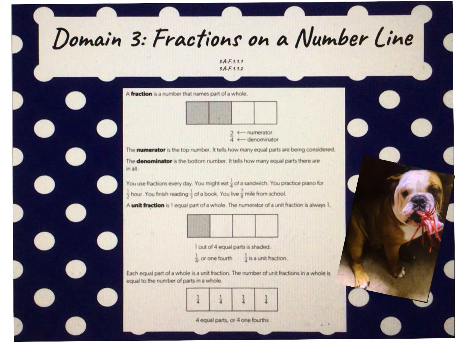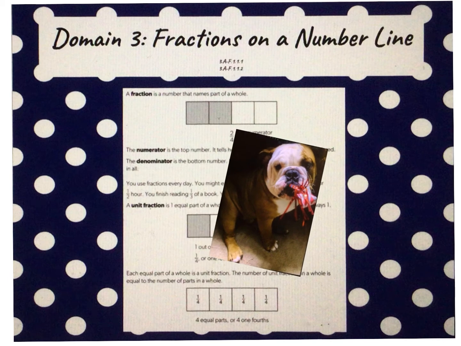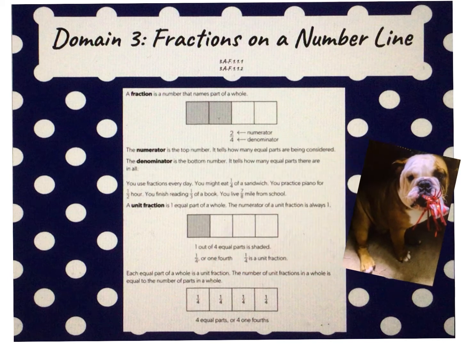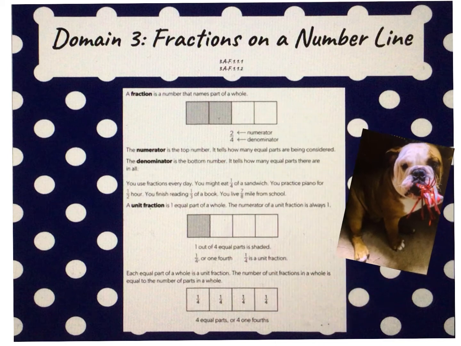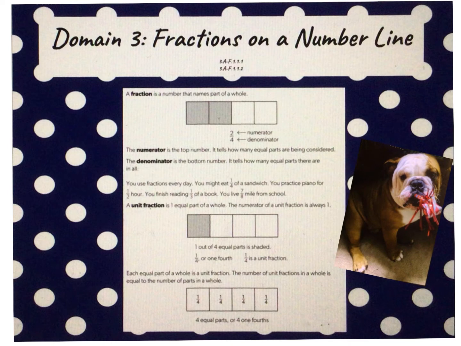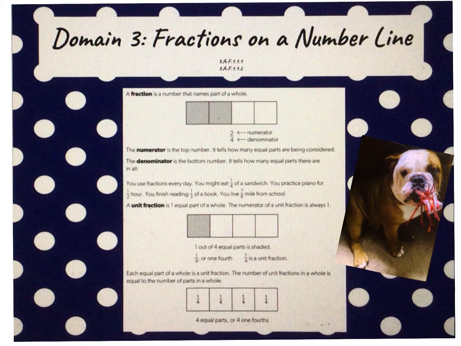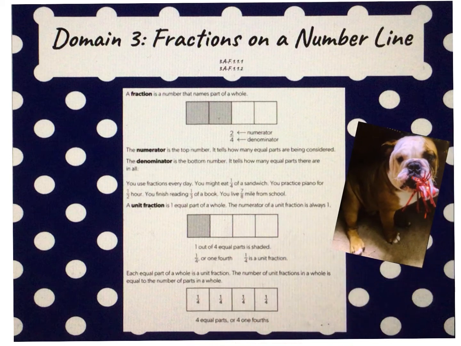So just as a review, a fraction is a number that names a part of a whole. So this would look like 2 as the numerator and 4 as the denominator. So 2/4 would be what this fraction would be up top. And then down here, we're talking about a unit fraction, and a unit fraction is one equal part of a whole. The numerator of a unit fraction is always 1. So this would be 1/4. And then we know down here, 1/4, 1/4, 1/4, 1/4 would equal 4/4, or 1 whole.